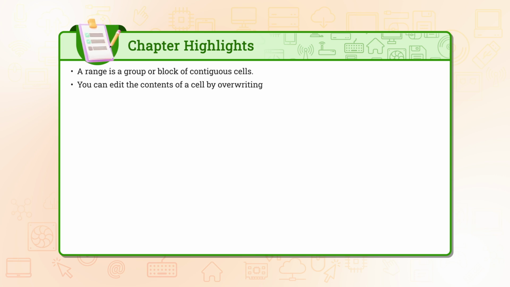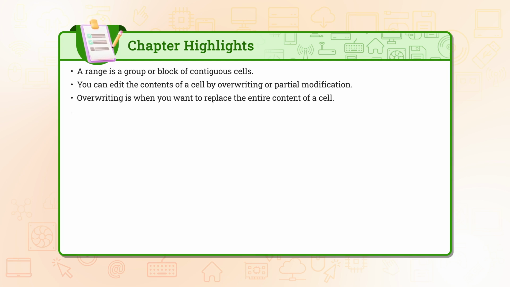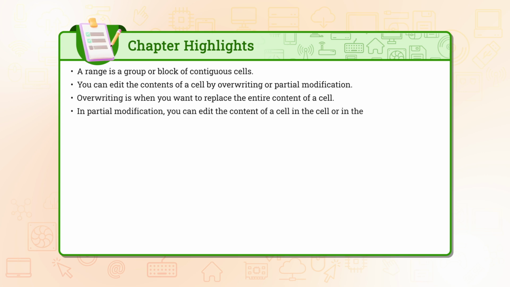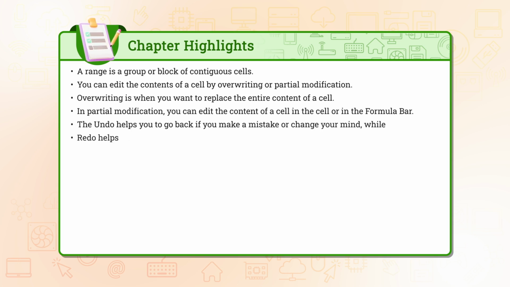A range is a group or block of contiguous cells. You can edit the contents of a cell by overwriting or partial modification. Overwriting is when you want to replace the entire content of a cell. In partial modification, you can edit the content of a cell in the cell or in the formula bar. The undo helps you to go back if you make a mistake or change your mind, while redo helps when you want to reverse the action of the undo command.